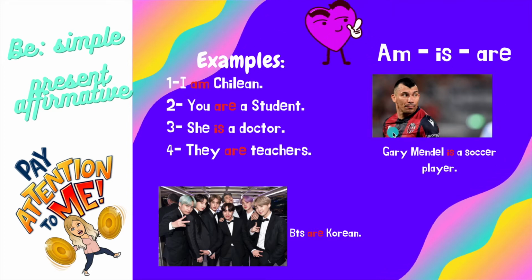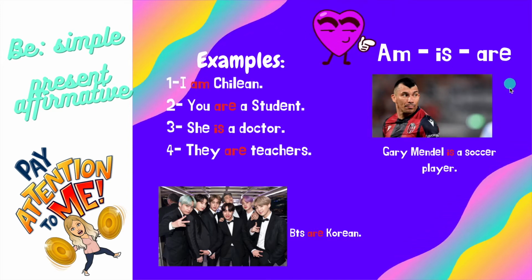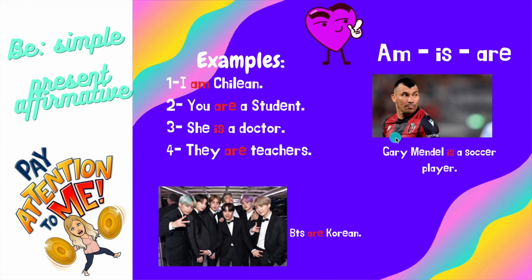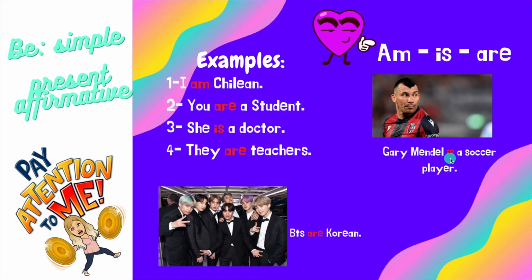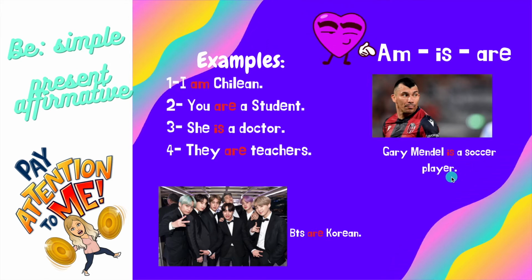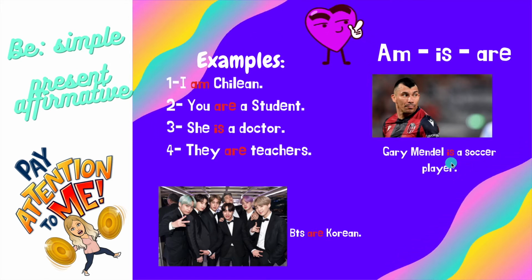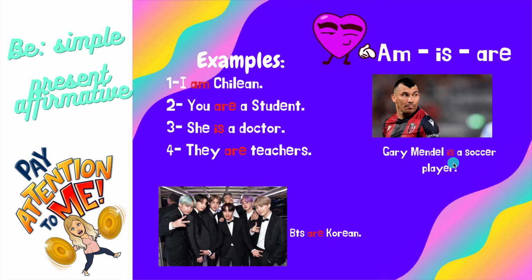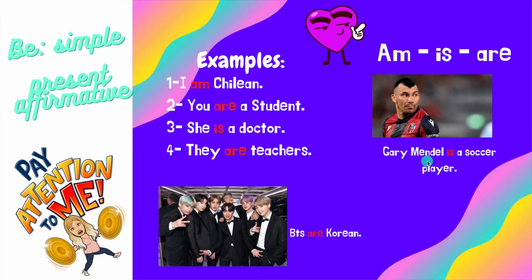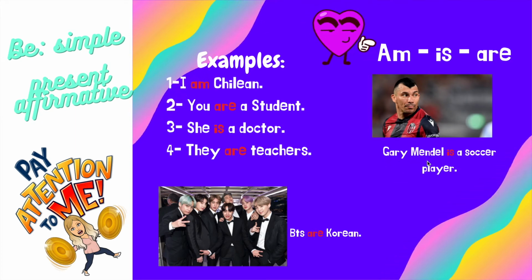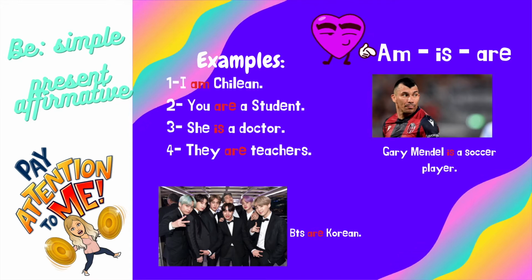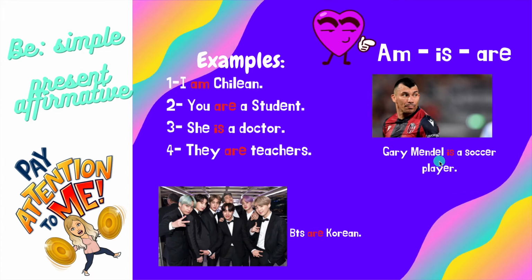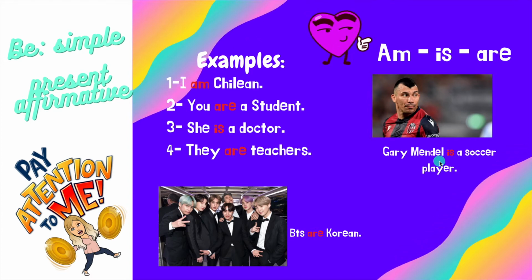Maybe in this photo you know this football player because it's a very famous one. He is Gary Medel. Okay, so here I have a sentence. Gary Medel is a soccer player. Okay, and I am using the word is. As you can see here, am, is, are. I am using is with Gary Medel. Gary Medel, we can change it to the subject pronoun he because he's a boy. So this name, Gary Medel, we can change it to the subject pronoun he.